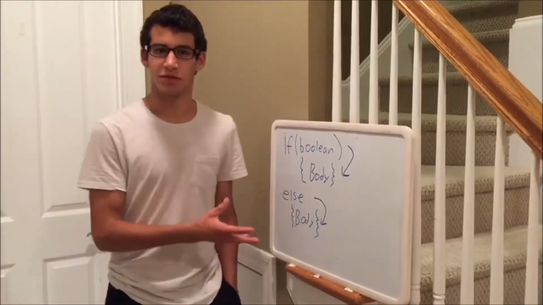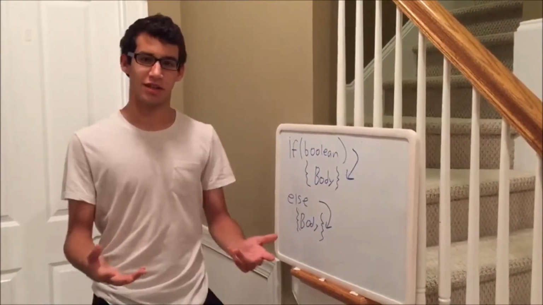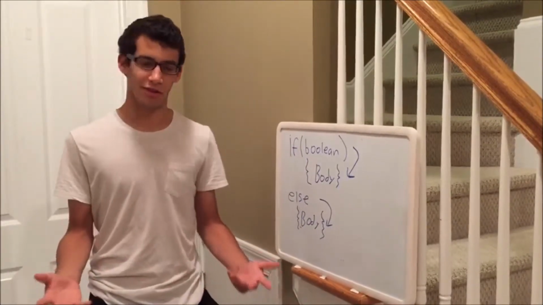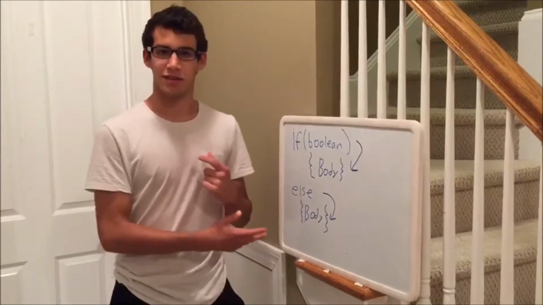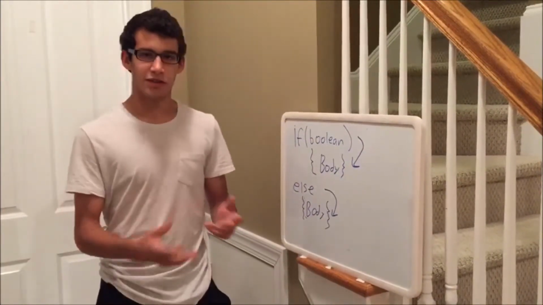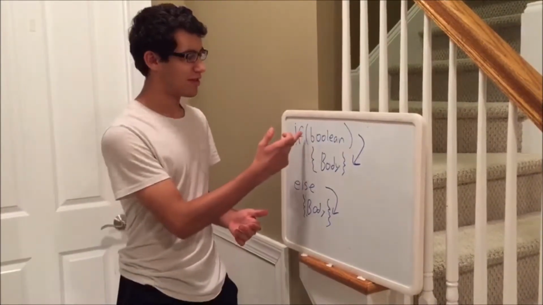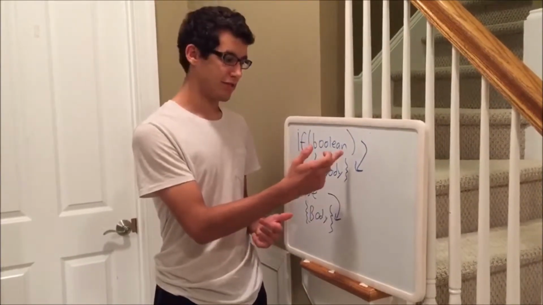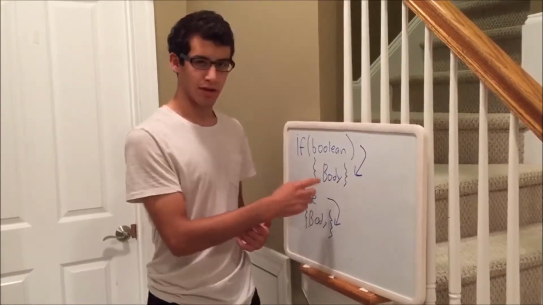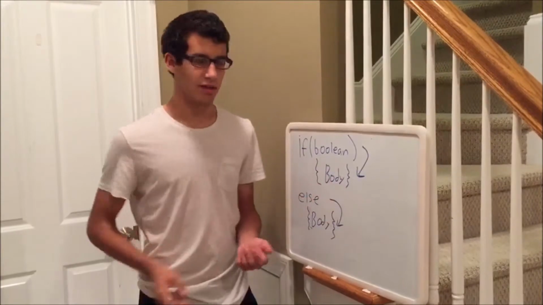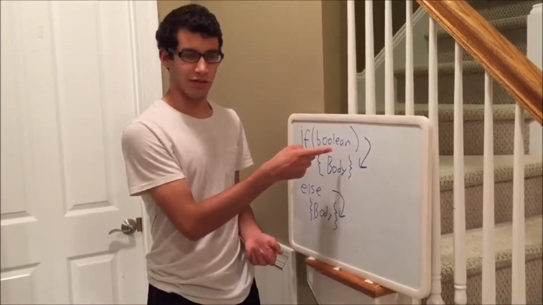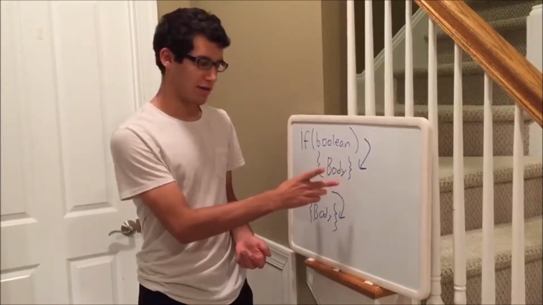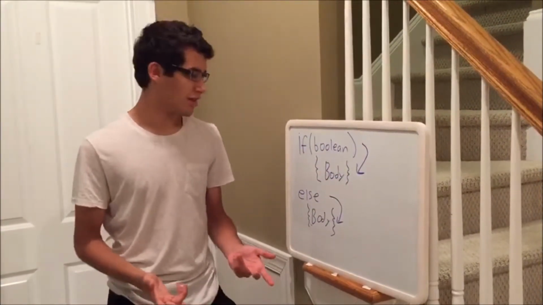Now this is the actual syntax, and I'm going to explain how decision making will actually work in Java. So you use what's called the if-else statement. How it's formatted is: if, and then you have a Boolean statement in parentheses, and then the body, which is in brackets. So if the Boolean evaluates to true, then the body code will be executed.